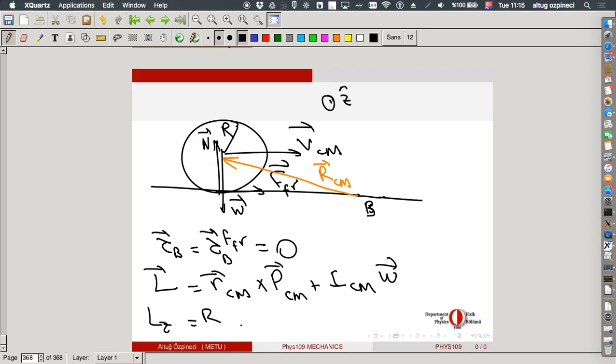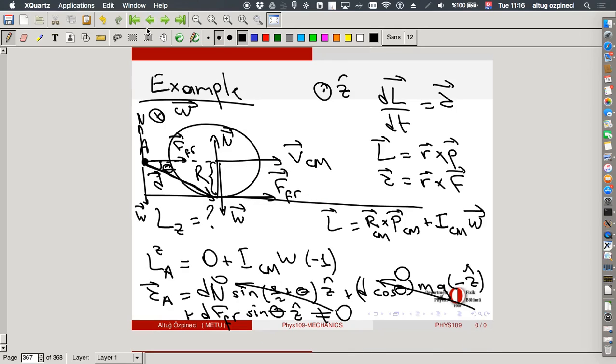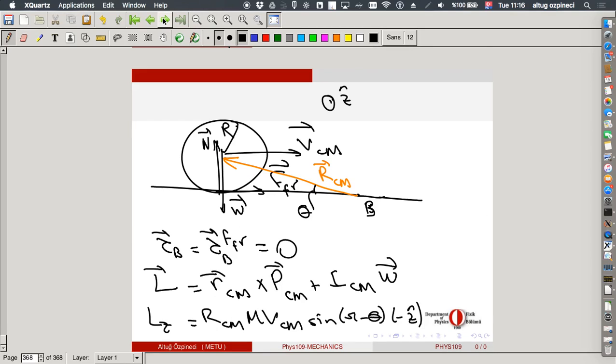So it is r center of mass times m times v center of mass. Let me just call this angle theta, times sine of pi minus theta. It's in the minus z direction. This is the angular momentum due to the translational motion of the axis passing through the center of mass. What was its rotation axis? Okay, omega is into the screen.